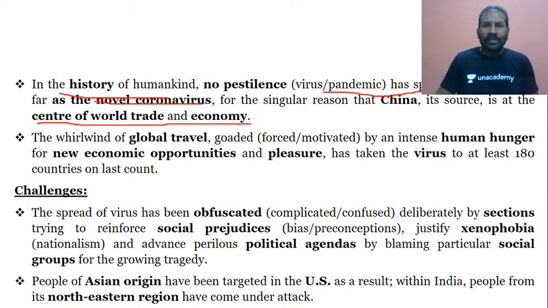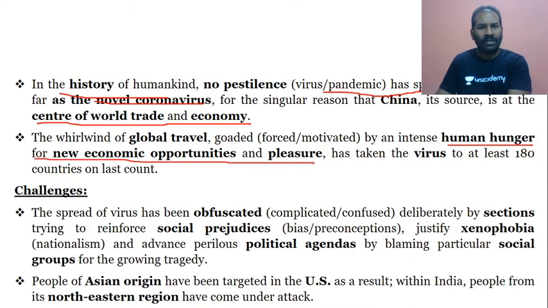And then we are also very clear why this travel and this trade is happening, because there is an intense human hunger for new economic opportunities and pleasure. This is very important as a key phrase when you are writing an answer from the mains point of view. So what is the main reason why this global travel is happening? Or what is motivating people to travel globally and move across the world?